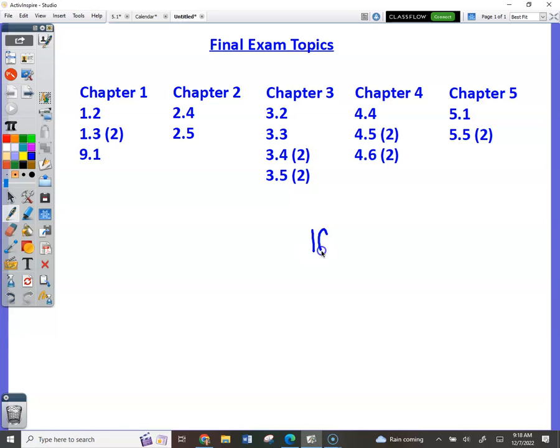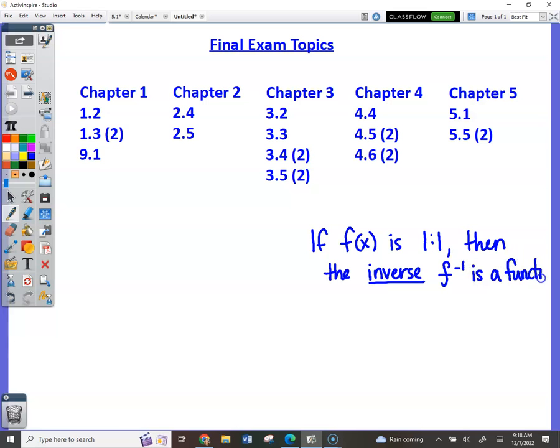Over here. If f of x is 1 to 1, right? If f of x is 1 to 1, then the inverse, f inverse, is a function. If f of x is 1 to 1, it means its inverse is a function, right?